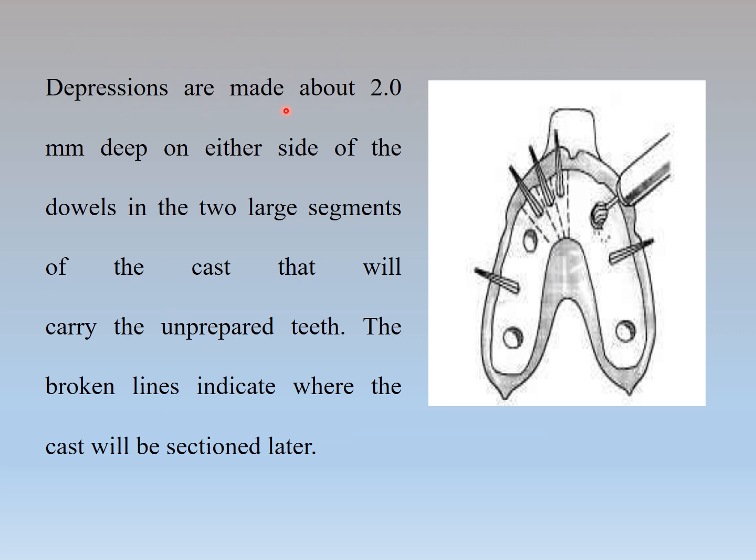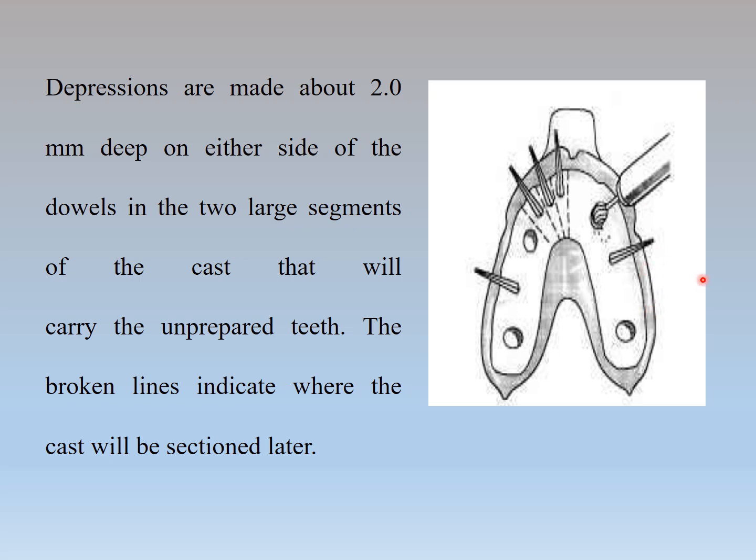So depressions are made about 2.5 mm deep on either side of the dolls in the two large segments. So one, two, three, four. So at least 2 mm deep, and you have to separate it into two segments of the cast that will carry the unprepared teeth. Then the broken lines indicate where the cast has to be sectioned, guys. Just for stability, anchorage and retention, you're making these big holes.